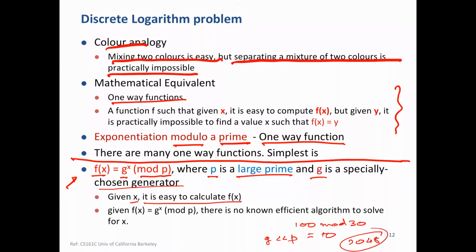Now, given x, which is private knowledge and not shared with the public, it is easy to calculate f(x), because g raised to the power x mod p can be easily calculated. Now it is a one-way function, because given this number, g raised to the power x mod p, there is no known efficient algorithm to solve for x. It means that from this you cannot find out what x is in reasonable time. Reasonable could be 1000 years.